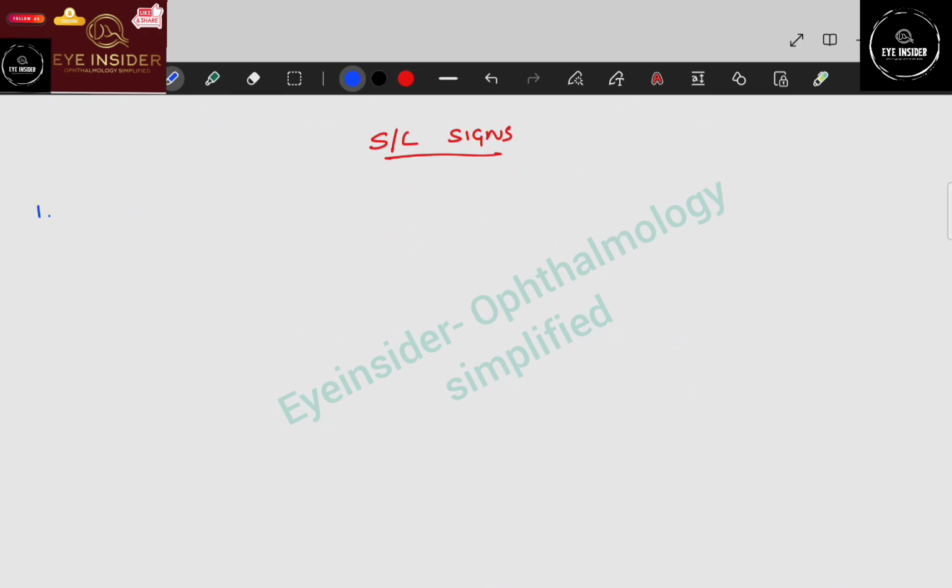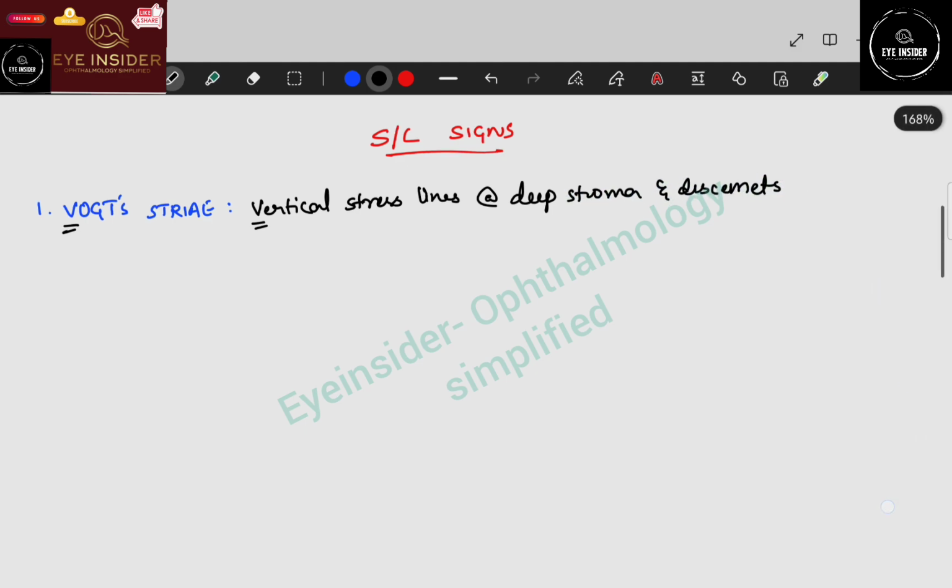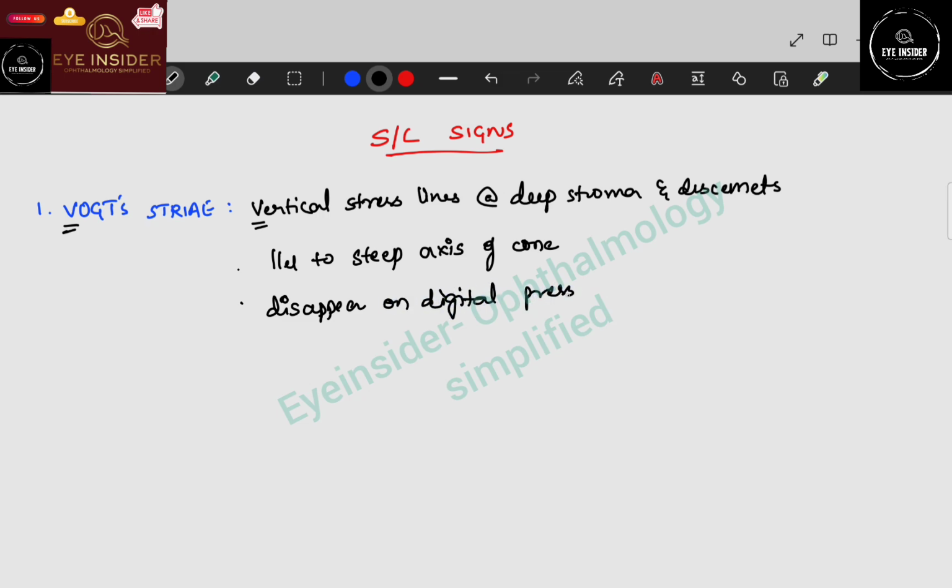Now coming to the slit lamp signs. The first one is the Vogt striae. Vogt striae are vertical lines seen in the deep stroma as well as the Descemet's membrane. These are most commonly vertical, V for V, and most commonly parallel to the steep axis of the cornea. They disappear on digital pressure. So if we apply pressure with the digits, they will disappear.